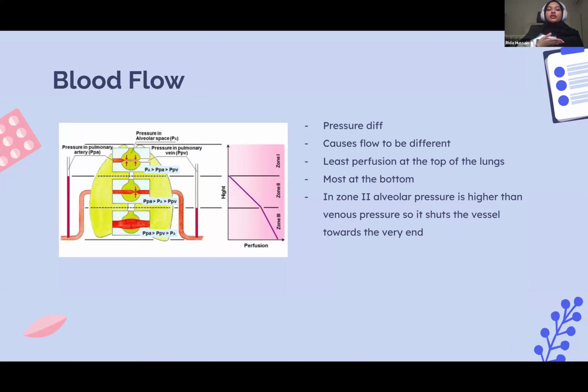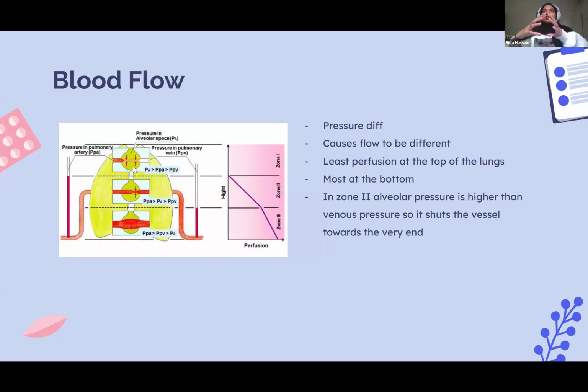The lung is divided into different zones, and why it's divided into different zones is because of the pressure difference. At the very top of the lungs, the alveolar pressure is the highest. I want you guys to focus on this. What this means is that the pressure in the alveolus is greater than the pressure in the arterial side of the capillary, which is greater than the venous side of the capillary. This is the venous side, by the way, and this is the arterial side, okay?